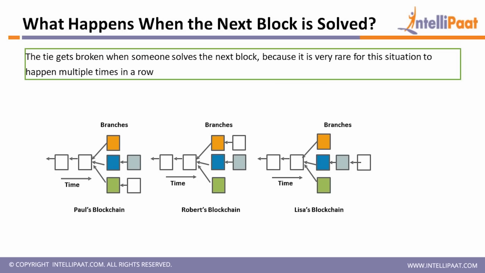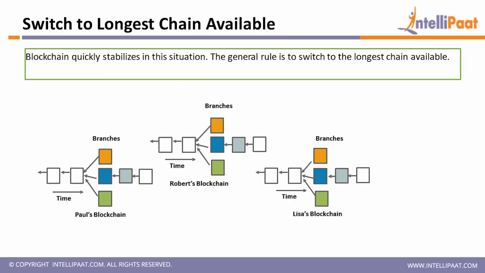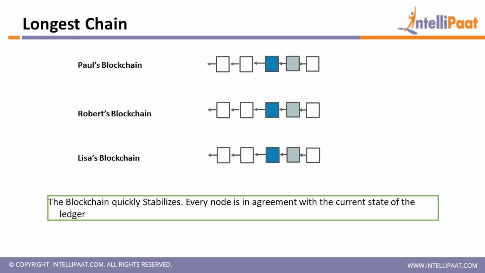Now what happens when blockchain consensus tries to solve the problem? It will try to solve it by finding the longest branch. The tie gets broken when someone solves the next block, because it is very rare for this situation to happen multiple times in a row, right? It will find the longest branch and, in order to stabilize the situation, use the longest chain available as the main branch of the blockchain network and discard other blocks, which try again to get added to the network.